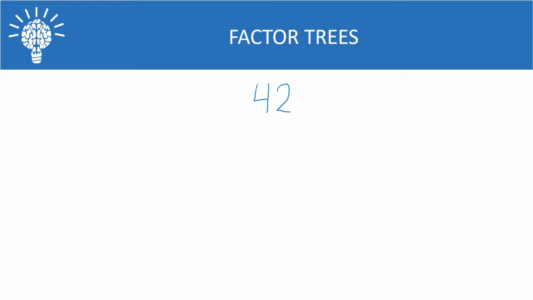The way a factor tree is set up is you look at the number you're working with, and you say, what two numbers multiply together to be 42? And you write them at the ends of these branches that come off this number. So there's lots of things that multiply to be 42. I'm going to use the numbers 7 and 6. So I'll write them in here at the ends of my branches.